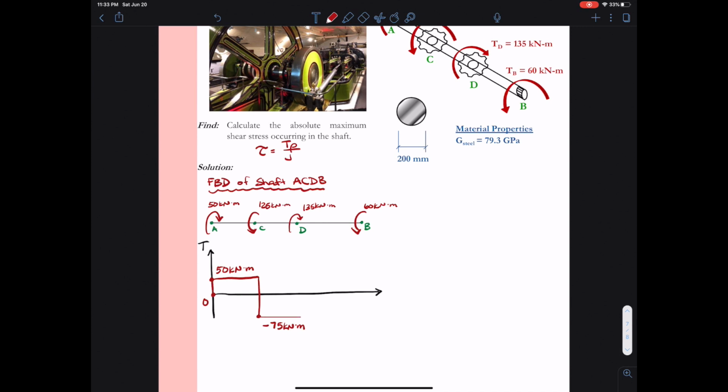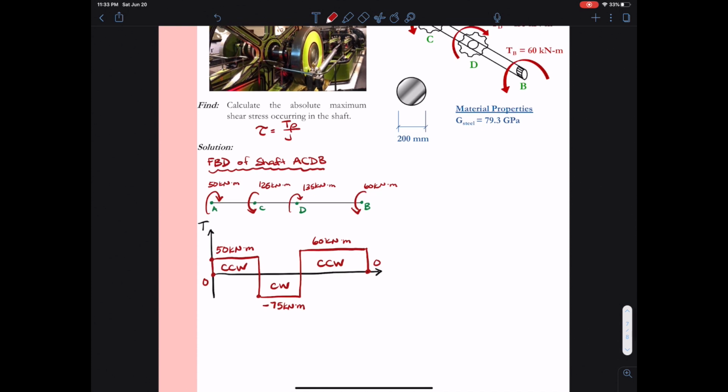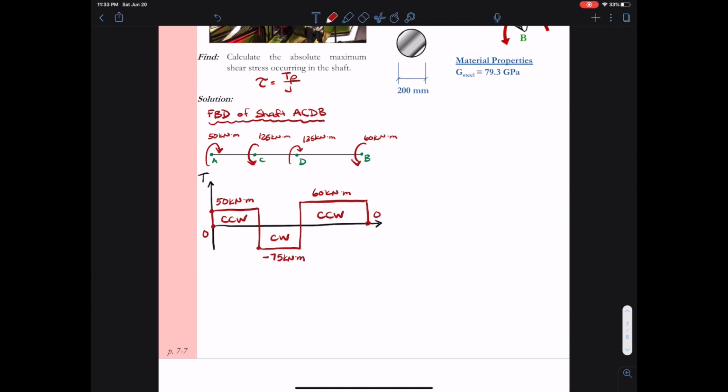At D, I jump up 135. So negative 75 plus 135 gives me a positive 60. So I end up at positive 60 kilonewton meters. That remains constant until I get to point B. At point B, I have 60 kilonewton meters, that causes the jump down, and I end at 0. So my torque diagram started at 0 and ended at 0. That's usually a good sign that I probably did it right. I'm also going to plug in my sign convention. Wherever I have positive torques, that indicates counterclockwise rotation of the rod, and wherever I have negative torques, that means clockwise rotation of the rod.